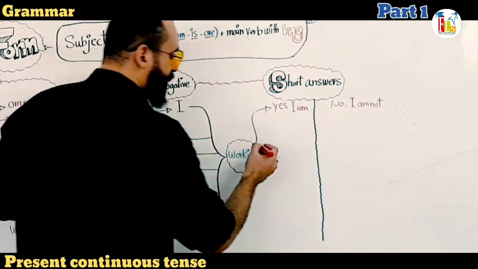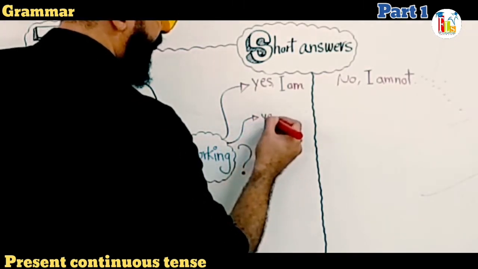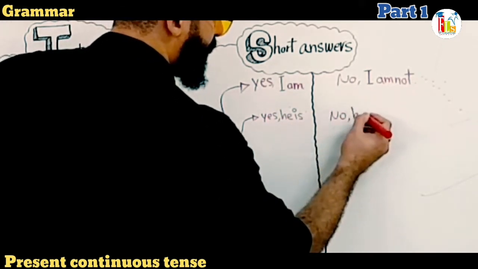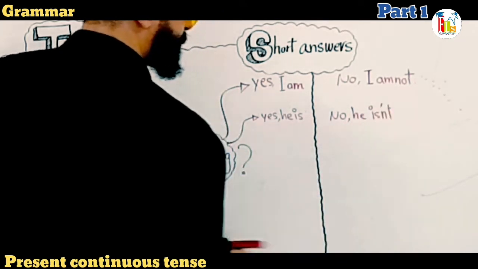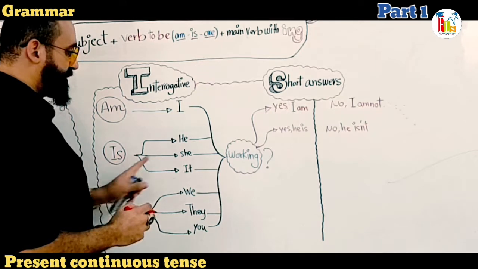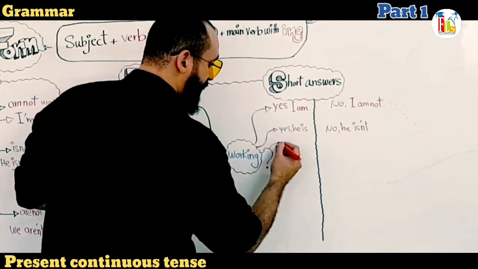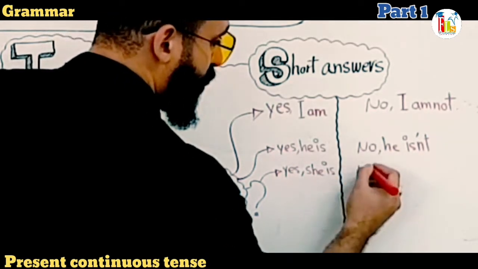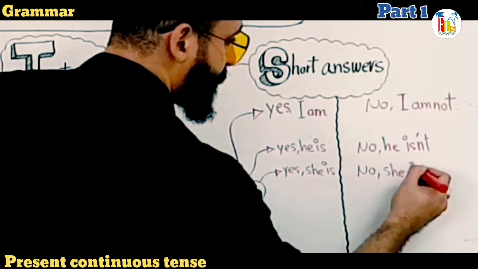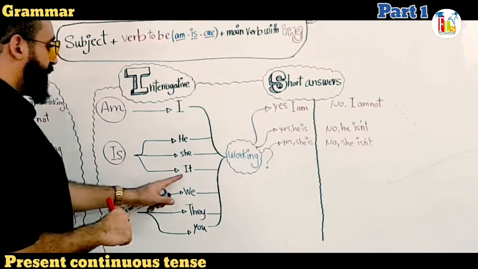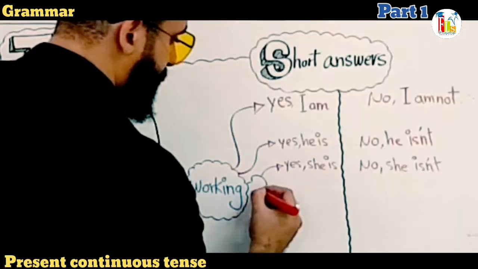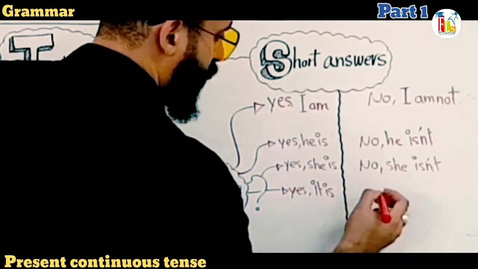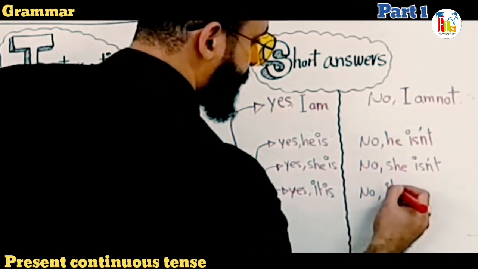Is he working? Yes, he is. Or, no, he isn't. For the third one, is she working? Yes, she is. Or, no, she isn't. Is it working? Yes, it is. Or, no, it isn't.